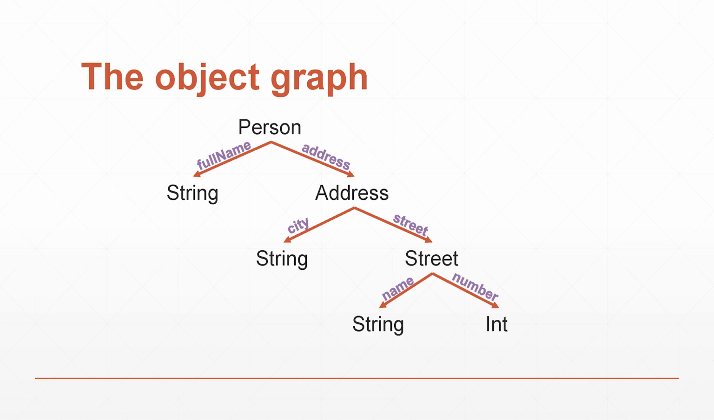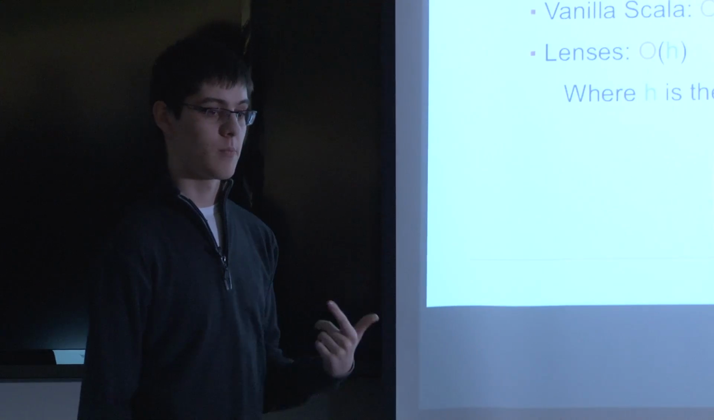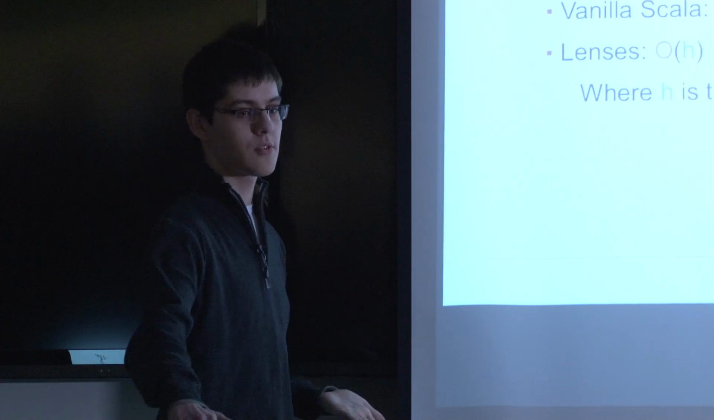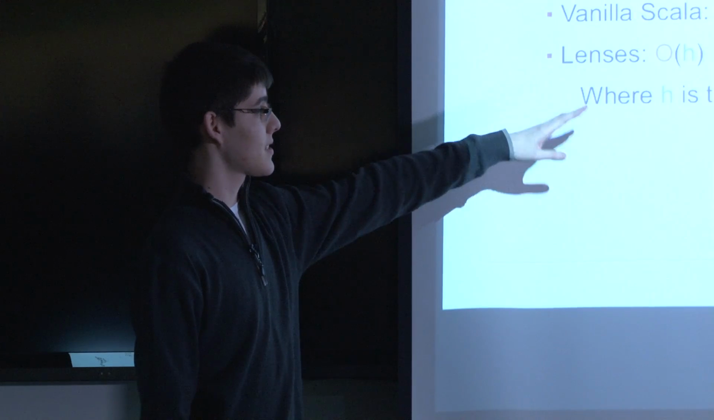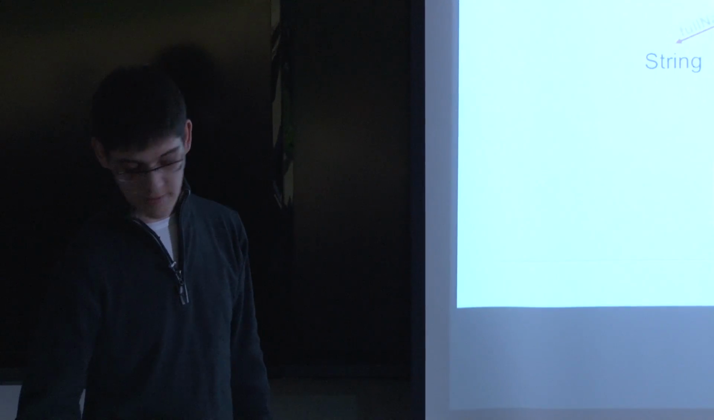So here is our object graph. All right? We have a person with all the fields, with an address, city and street, and the street has a name and a number. Let's look at the height of the tree, of the object graph. So with vanilla Scala, our code grows in proportion to h squared, because we copy everything every time, because we need to write out all the path. And with lenses, the code grows only according to h, the height of the tree.